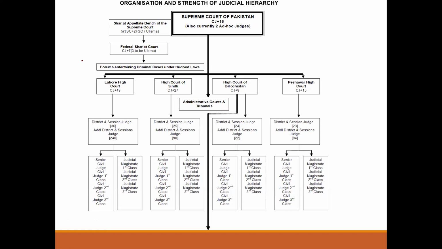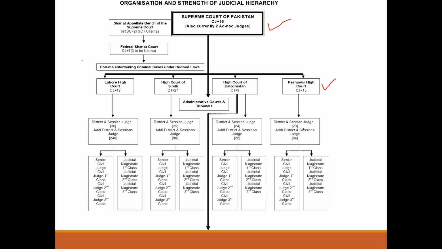So you can call this diagram the hierarchy of courts. We're just going to have a basic understanding. Hierarchy of courts means that the Supreme Court is the highest court in Pakistan. Then there are these provincial courts, which are known as high courts. For example, Peshawar High Court, High Court of Balochistan, High Court of Sindh, and High Court of Lahore. These are at the provincial level.